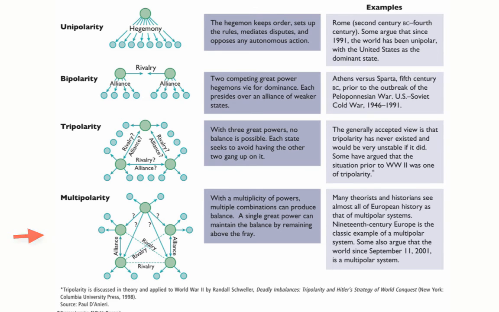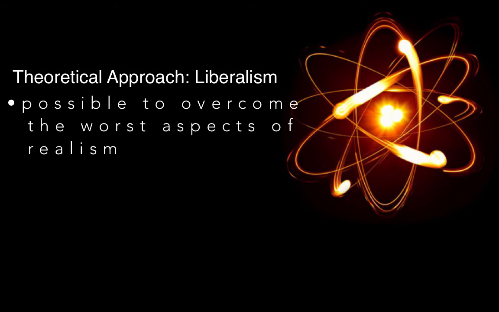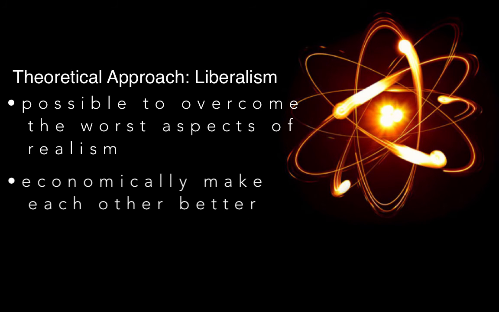If anybody was to give a multiple choice question to you about this, they would probably ask you which of the four following is the best replication of liberalism. That would be multipolarity, because we all need to collaborate with one another on every phase, economic, social, and political, to make our world work better today. So liberalism is possible to overcome the worst aspects of this realist world that's a power struggle, because we can economically make each other better.